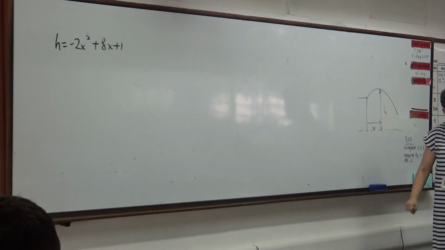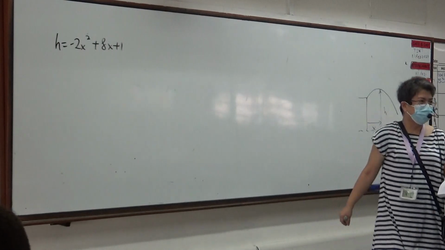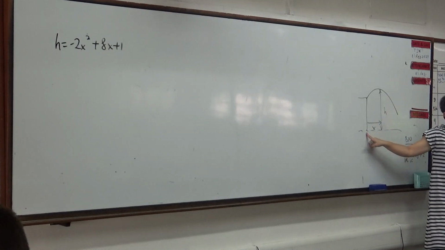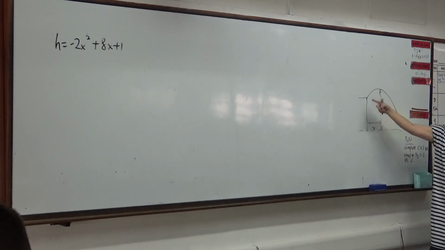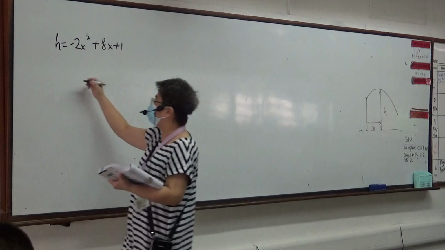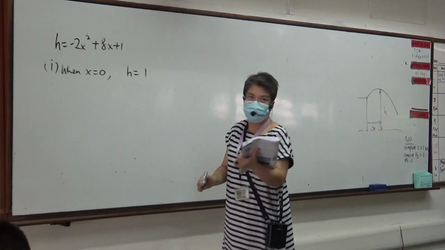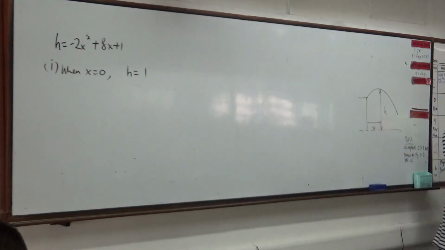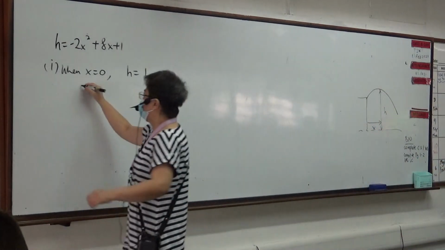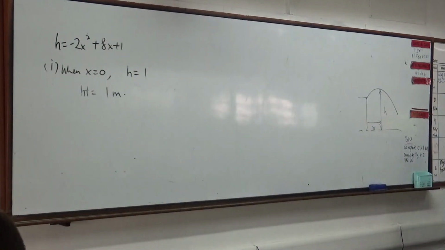Now, first thing. Find the height of the ball above the ground when it just left the slingshot. Look at this picture. If it just left, that means x is 0, right? It has not any horizontal movement. So, part 1. When x is 0, h will be 1. But the question says find the height, so you must say height will be 1 meter. Do you all agree?